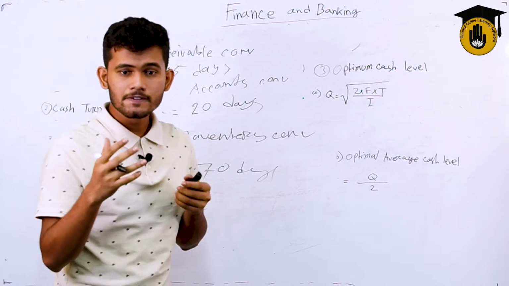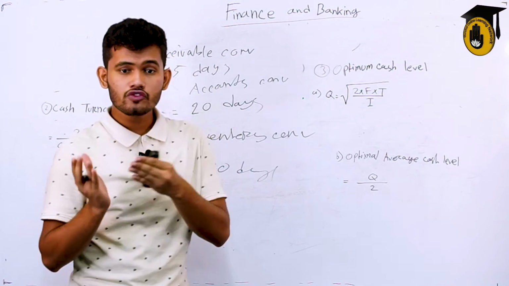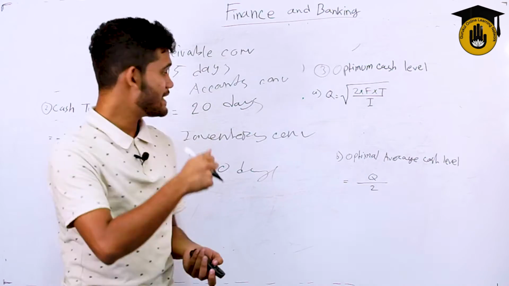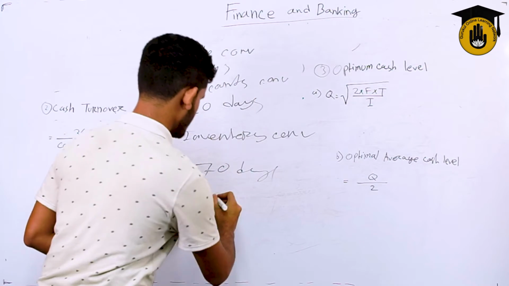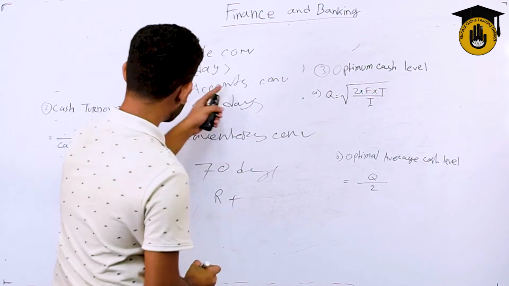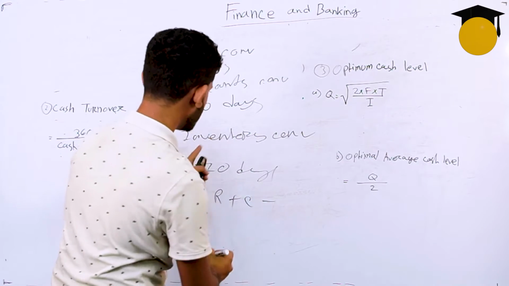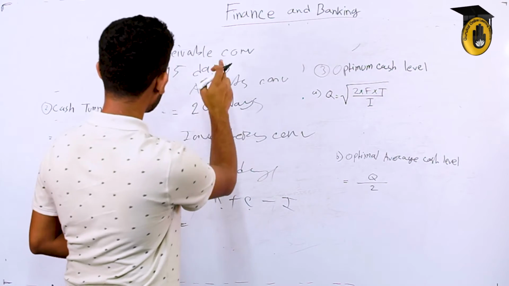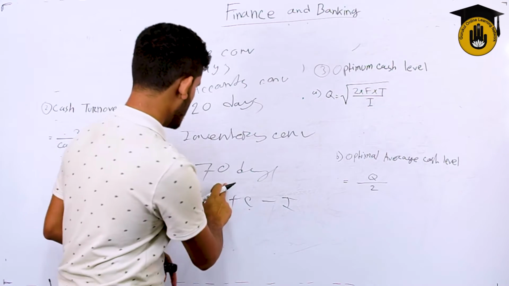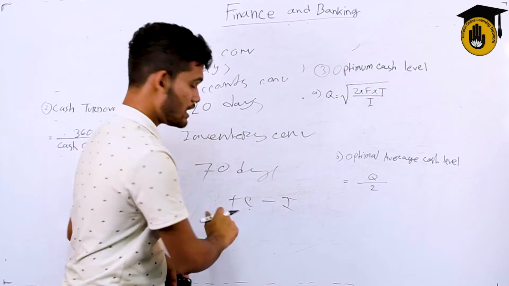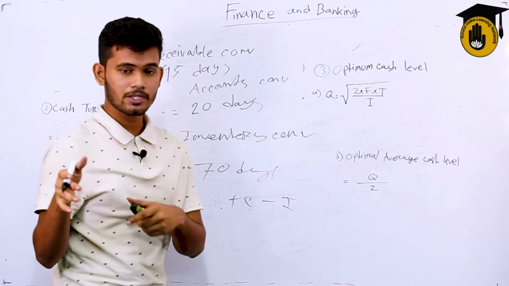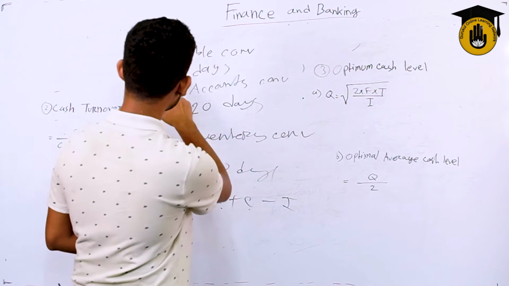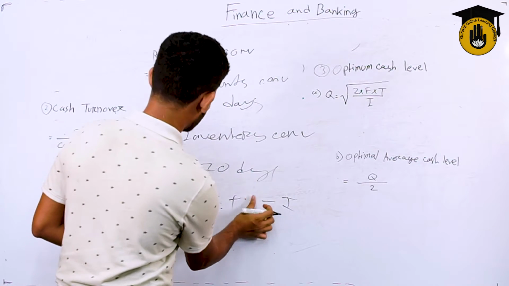So what will be the basic formula for that? Inventory conversion period plus receivable conversion period minus accounts payable conversion period. So that will be inventory conversion plus receivable conversion minus accounts payable conversion.